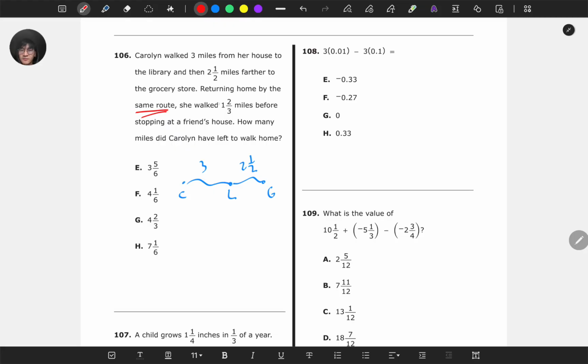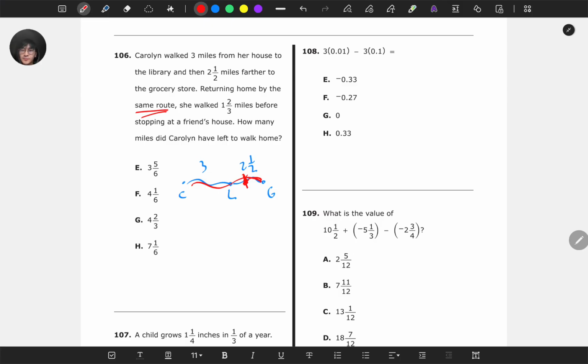She walked 1 2/3 miles before stopping at a friend's house. So that means she's taking the same squiggly path backwards, right? So something like that, but she makes a pit stop, okay? So she covers only a little bit of this. And then they're saying, how many miles did Carolyn have left to walk home? So the picture isn't necessary, but it gives you a nice visual to see what operations you should be using.